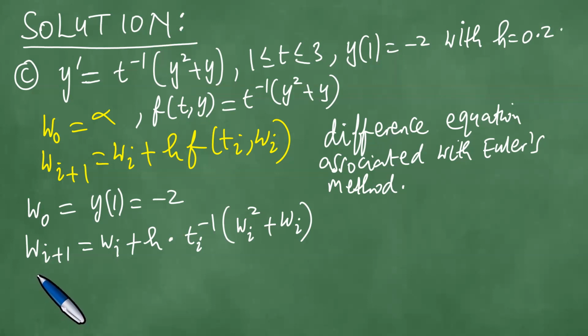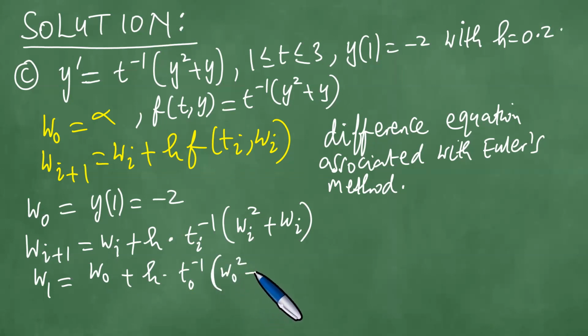Which means, yeah, we can get the rest. Now you can get to W1, which means here it's 0 because I is 0 to get W1, and then you have H here, and then I is 0, just T0, and then W0. Right. And then now you have W0, which is -2.